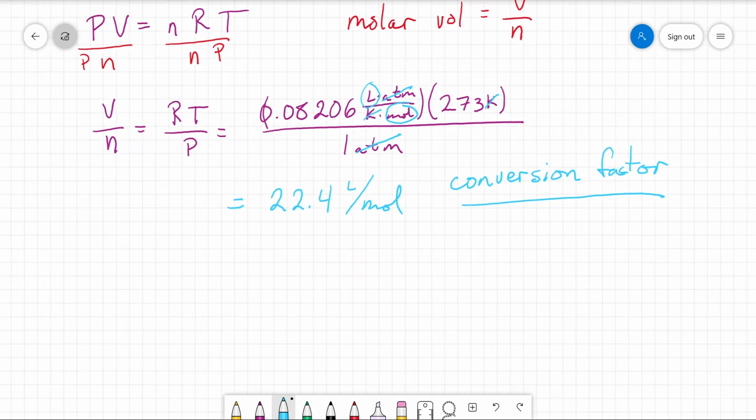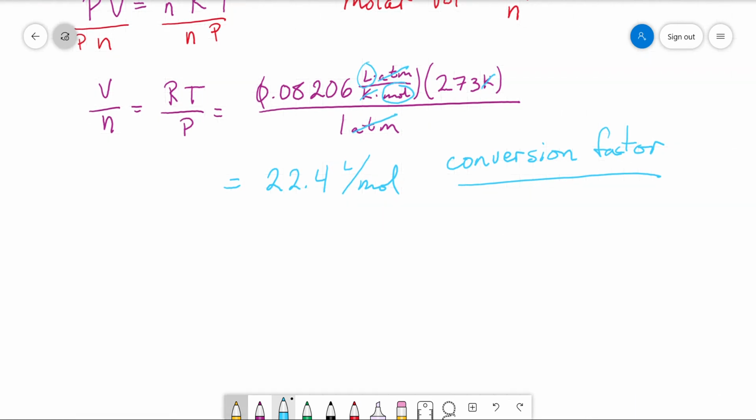Oh man, I forgot what I was going to say. Oh, another thing is, this is the volume of any ideal gas. That's something I didn't talk about, is what we call an ideal gas. I keep forgetting to talk about that.